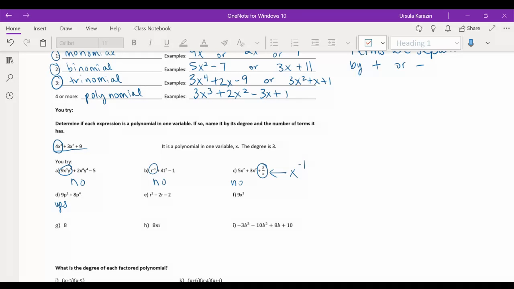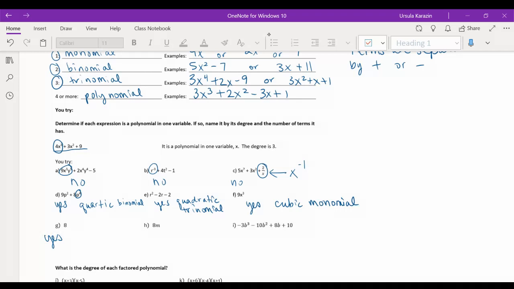D is a polynomial. It is a quartic, because it's degree 4, binomial. E is a yes, and it's a quadratic trinomial. F is a yes, and it is a cubic monomial. Notice that we do put the word binomial or trinomial. That's the second word. That's the noun. Quartic and cubic and quadratic, those are all adjectives, so they come first.